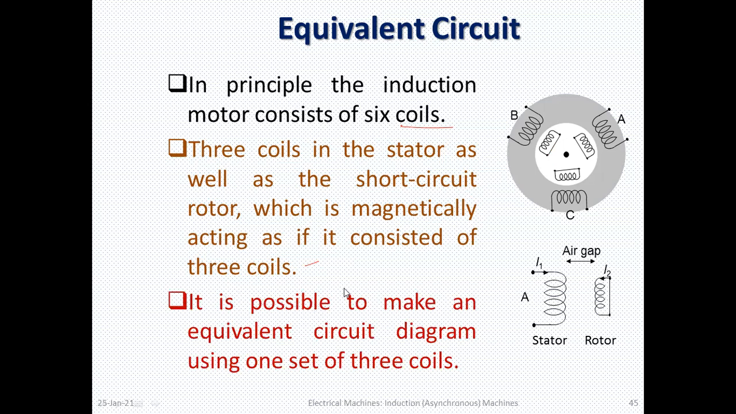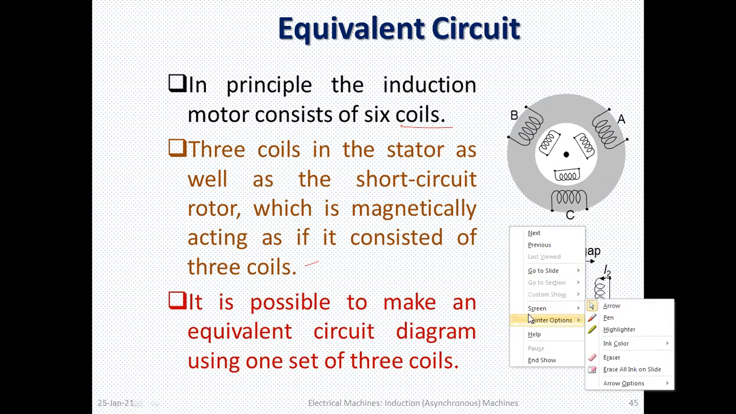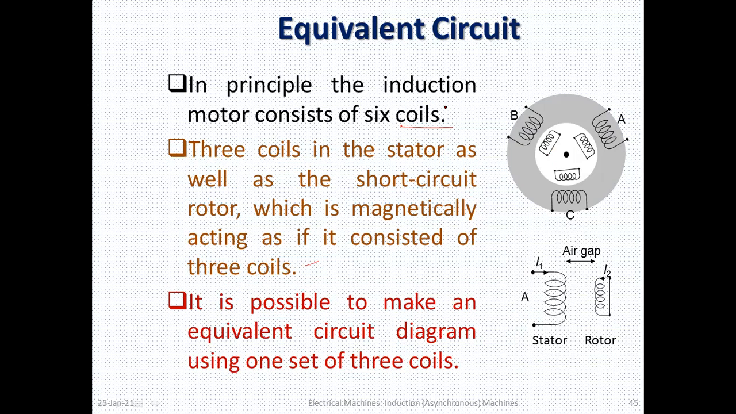It is possible to make an equivalent circuit diagram using one set of three coils. So we need just to take one set of coils, any one set. Suppose phase A is taken here, and from the rotor side, this coil is taken. So one coil from each side is sufficient to make the equivalent circuit of an induction motor. So here it is shown like this.